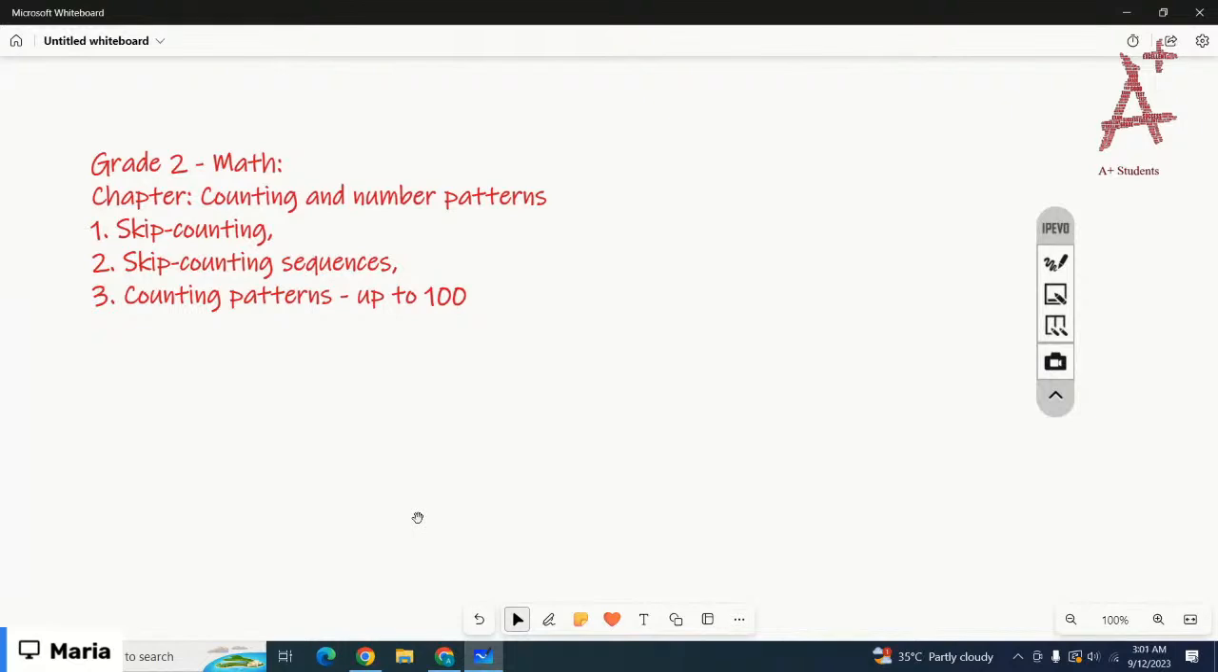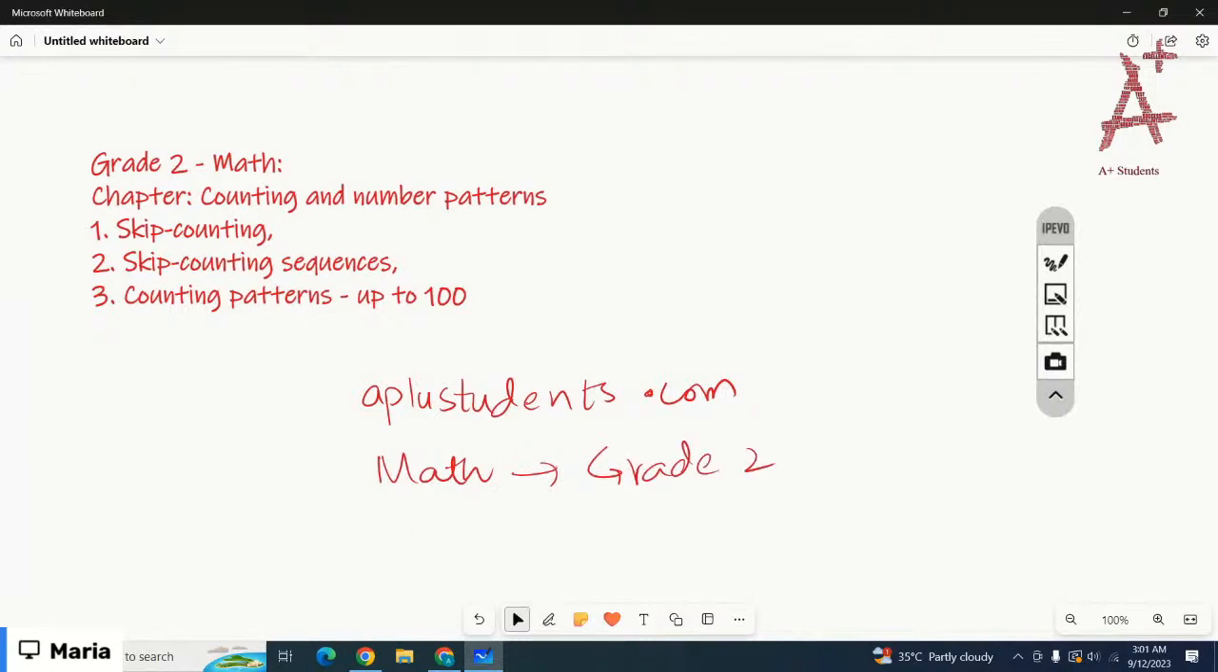We are here for grade 2 math. So you can find all the lessons on aplusstudents.com. You have to log in there using your email address and password as provided by the administrator. Then you have to select math from the subject tab. Scroll down to grade 2 and click on view all lessons, right? So there you can find a list of the chapters.